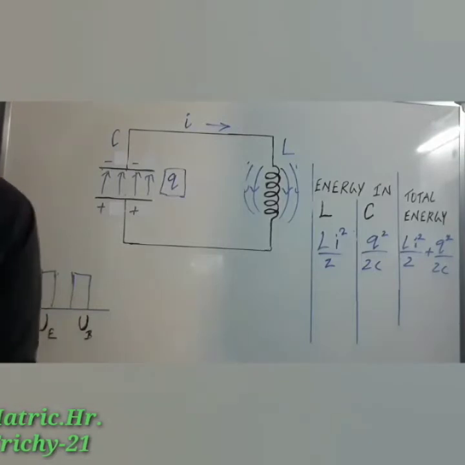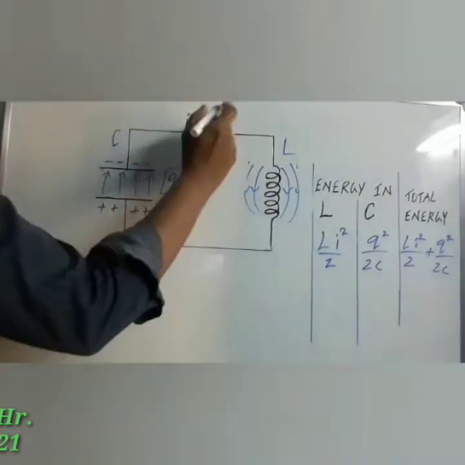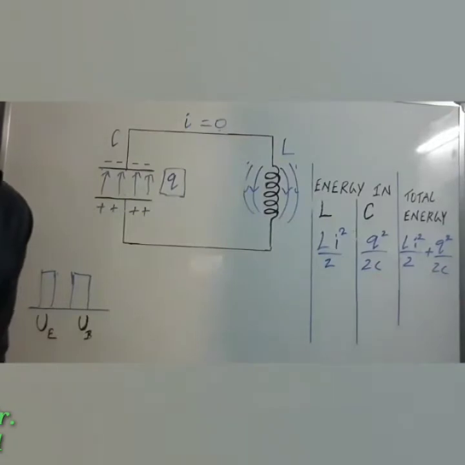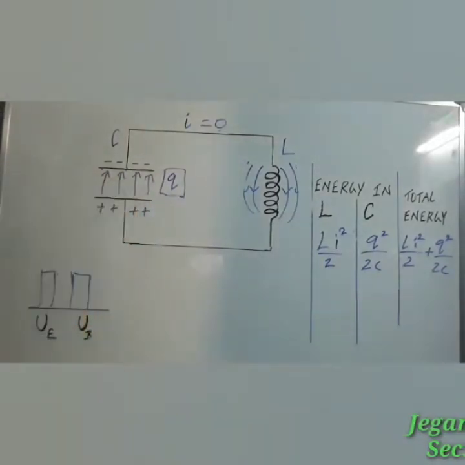Now we are going to take the fifth stage. When the current in the circuit reduces to 0, the capacitor becomes fully charged in the opposite direction.